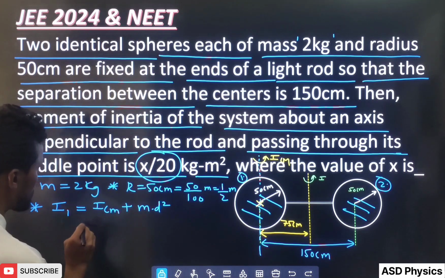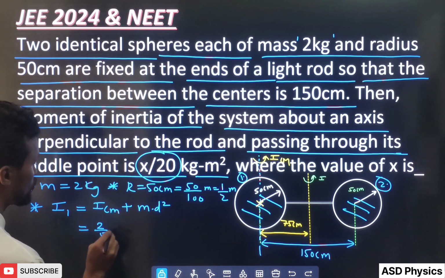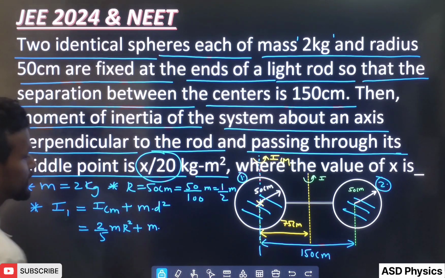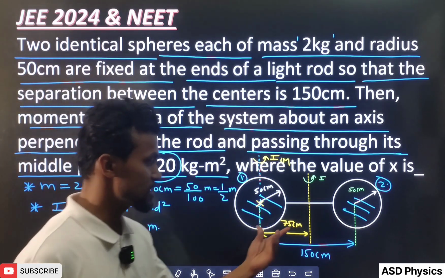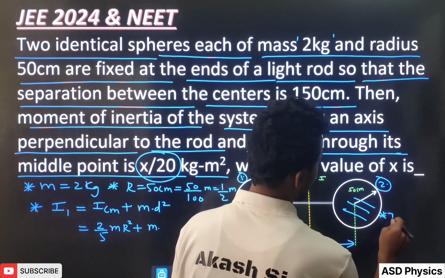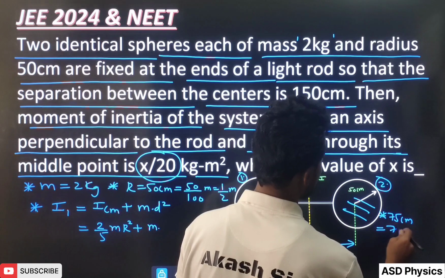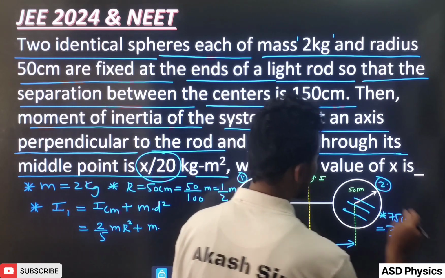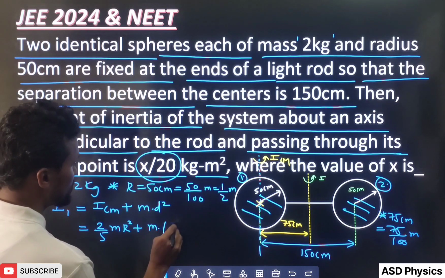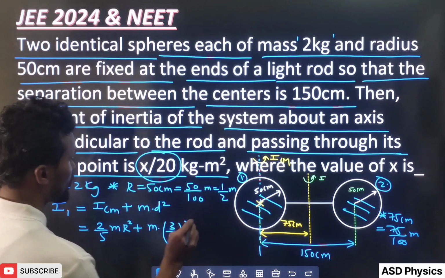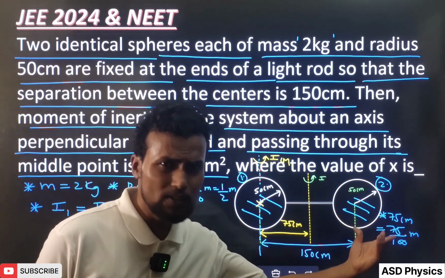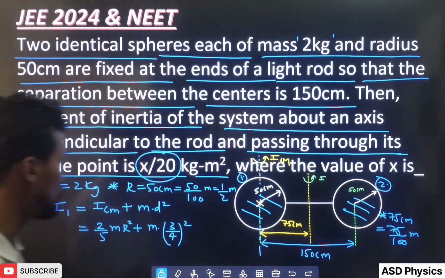So what will happen here? This I_CM value you know very well: 2/5 mr², plus again mass m into d. How much is d given here? See here, students, 75 centimeter. 75 centimeter means how many meters? 75 centimeter means 75/100 meter. Cancelling by 25, it becomes (3/4) whole square. So first let's calculate this; it is identical for this one also, we will make it twice. I hope this is very clear.